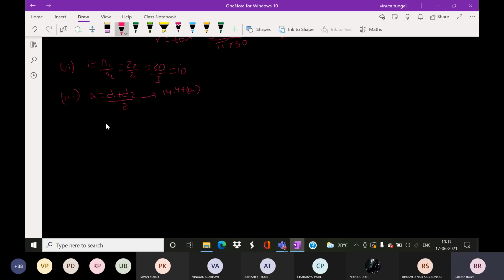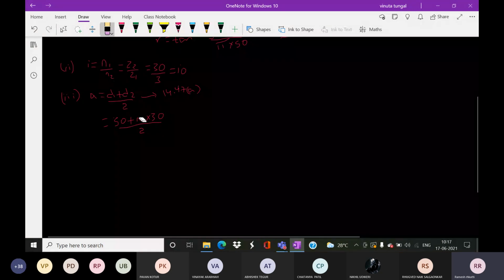Substitute the values. D1 is given, whereas D2 is not given. D1 is 50 plus D2. D2 is nothing but m into Z2 from the module formula. M into Z2, Z2 is nothing but 30, 30 divided by 2, and m is also given in the problem. Directly I will write here the m value.